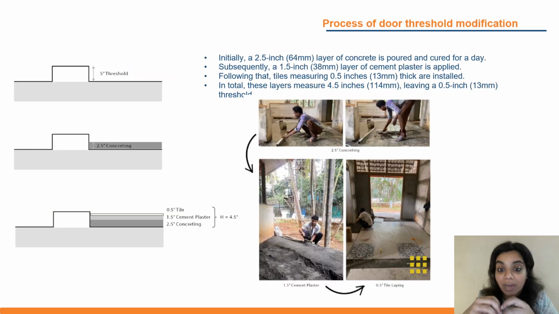Initially a 2.5-inch layer of concrete was poured and cured for a day. Subsequently, a 1.5-inch layer of cement concrete was applied. Following that, the tiles, which were 0.5 inches thick, were installed. In total, these layers would measure 4.5 inches, leaving only 0.5 inch, that is not more than 10 mm or 13 mm of the threshold space.